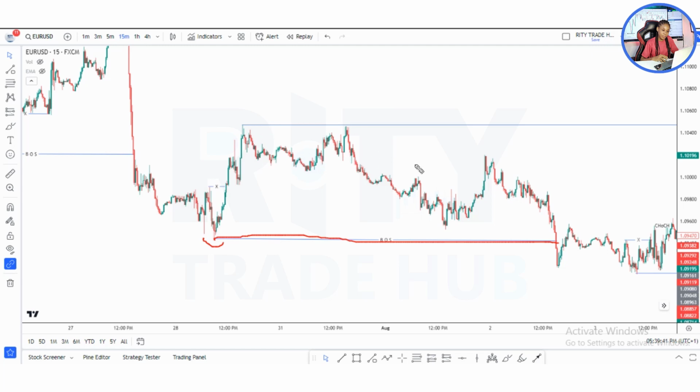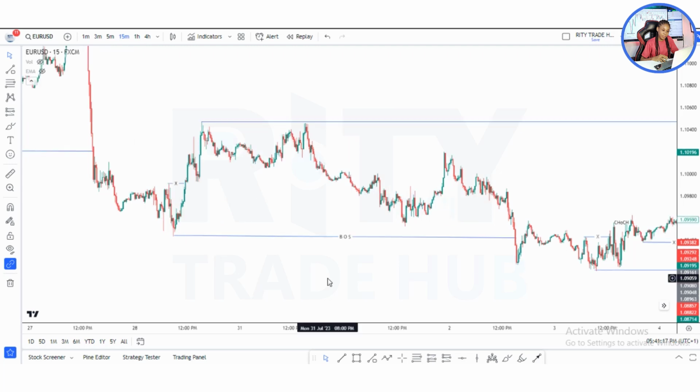This is also what I teach in my mentorship program. Once you've identified this, we have a break of structure, a major structure, right here. Once the market broke structure, this becomes a major structure high, and this becomes a major structure low. I hope you're following this progression.